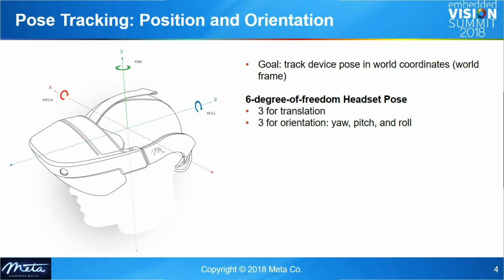So, as said, we want to track the 6 degree of freedom headset pose. And just to clarify what this 6 degrees of freedom means, we have 3 degrees of freedom for translation: the X translation, the Y translation, and the Z-axis translation. And then we have 3 degrees of freedom for rotations, so the yaw, the pitch, and the roll. So it is these 6 degrees of freedom that we want to track.